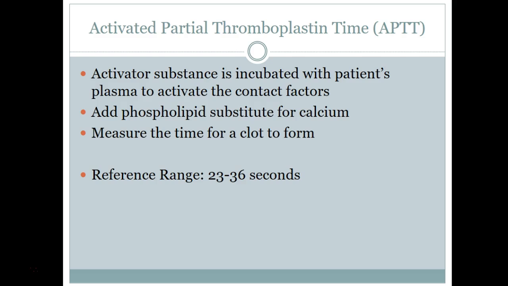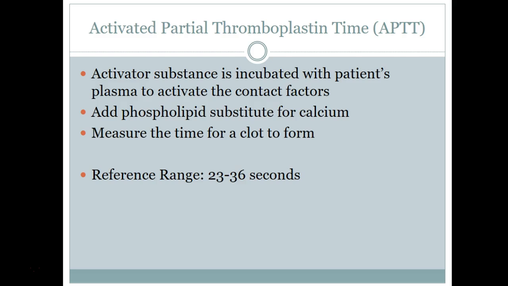Again, with APTT, the intrinsic pathway is activated by contact with some sort of surface or something foreign to it. And so we're going to mimic that with an activator. We're also adding a phospholipid substitute for calcium to help make sure we're forming a clot. And again, it's a measured process, a timing process.